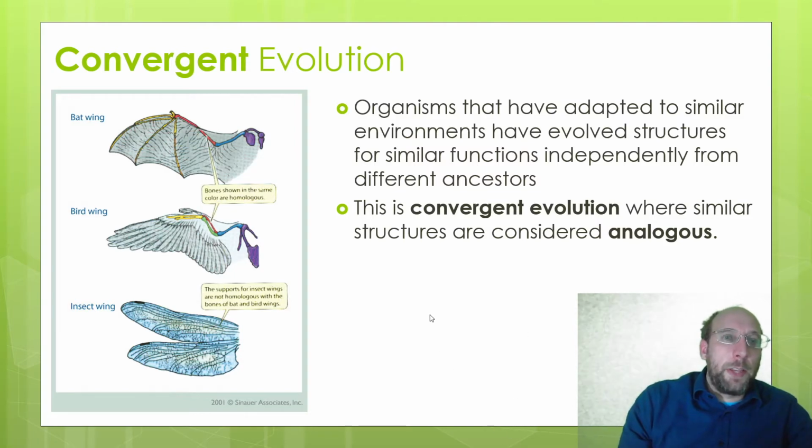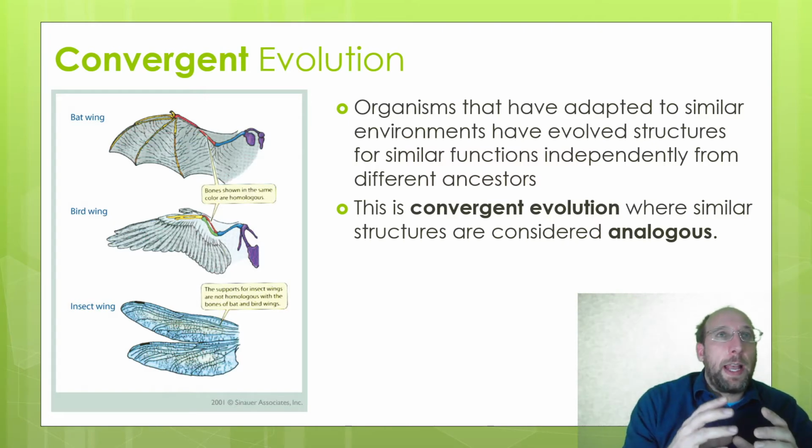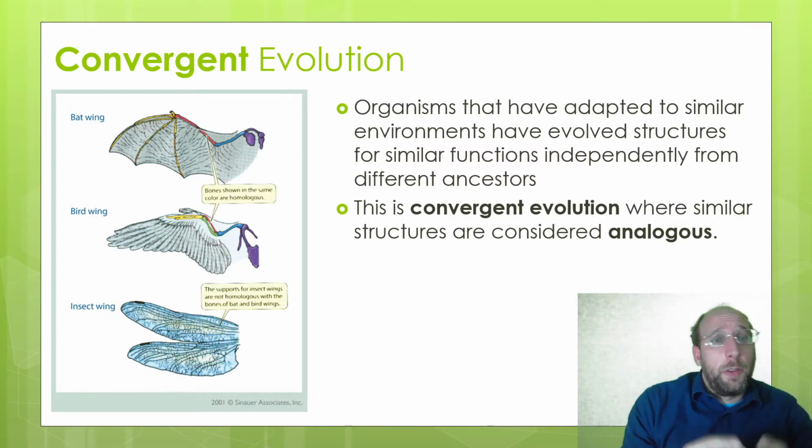So, for instance, these three wing structures here in the insect, the bird, and the bat are all considered analogous structures. Bats, birds, and insects do not share a common ancestor that had wings. They all developed those wings separately from organisms that did not have wings beforehand. You can see that the insect wing is very different in structure from the bird and the bat wing.